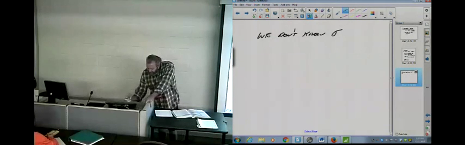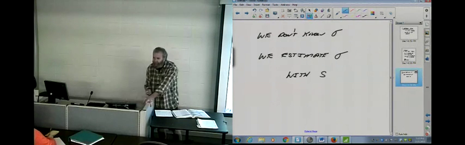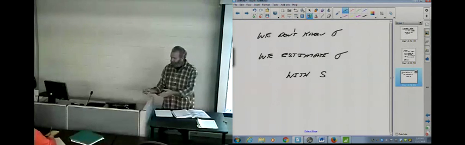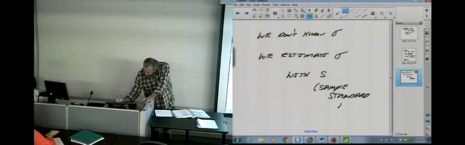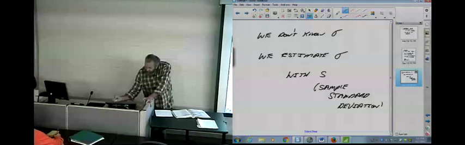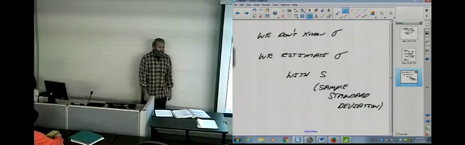So, the thing is, we estimate sigma with, now that little s there, that's the sample standard deviation. That's what we're looking at. We have a sample. We can calculate the standard deviation from it. That's the little s from back in Chapter 2. You know, where we use Minitab to calculate the standard deviation for us?